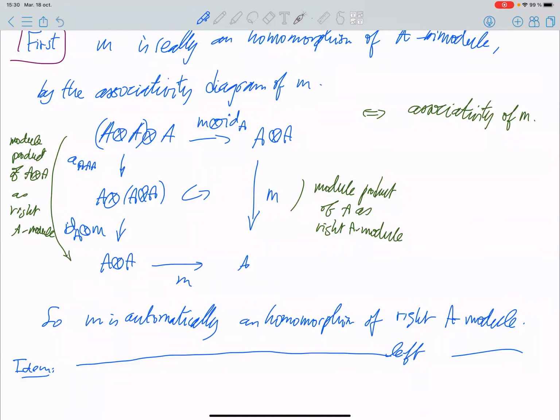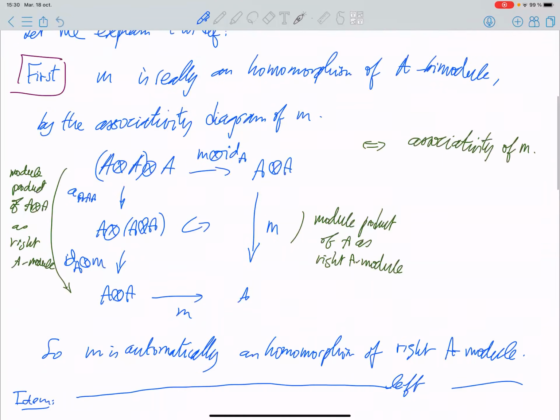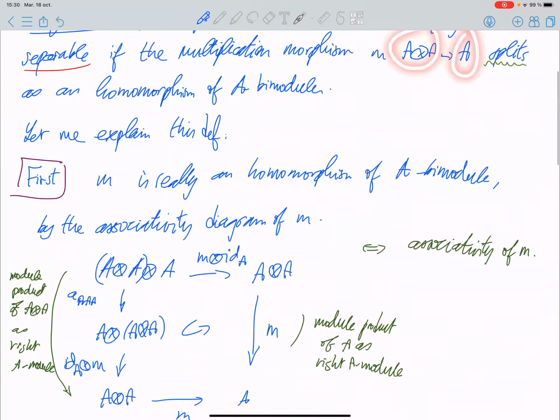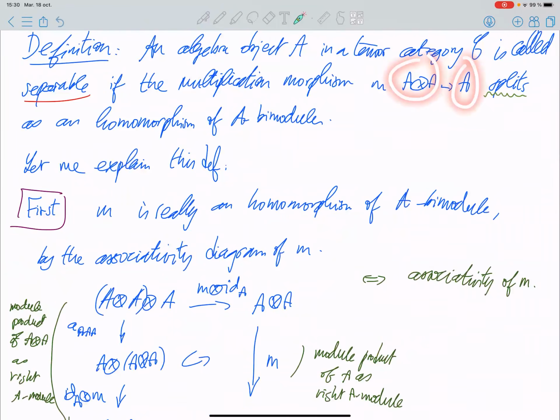Okay, so we have one first component. We want M to split as a homomorphism of A module. So we have that to be a homomorphism of A module. Now, what is the meaning of split?